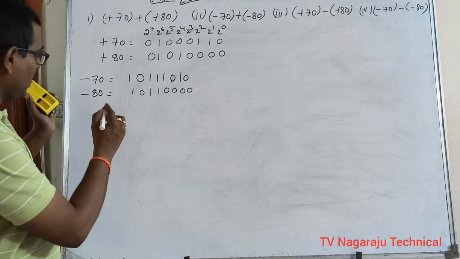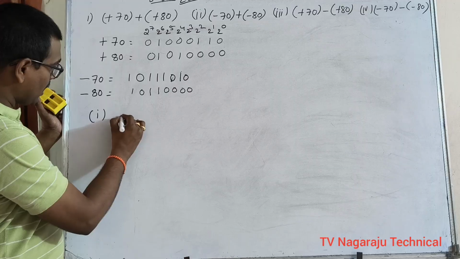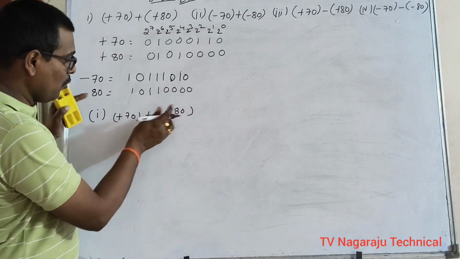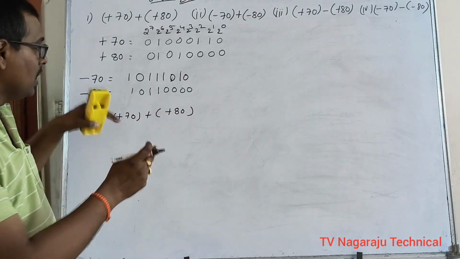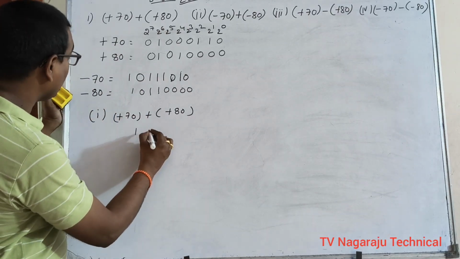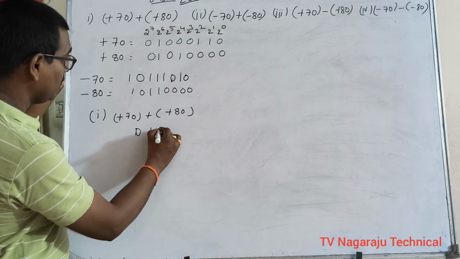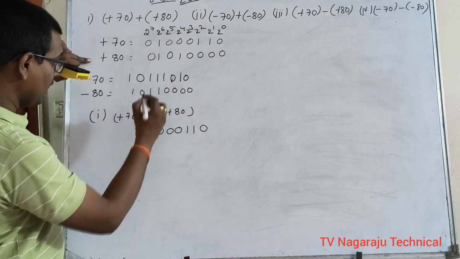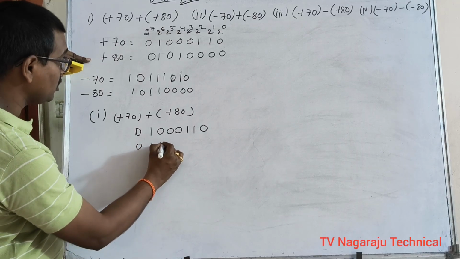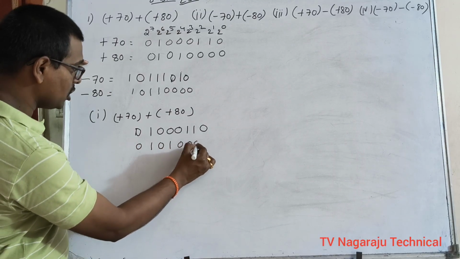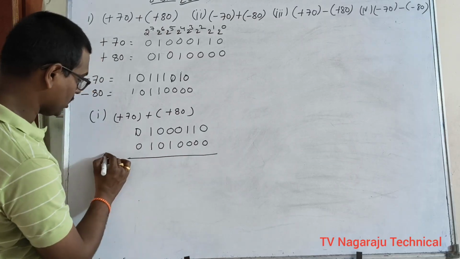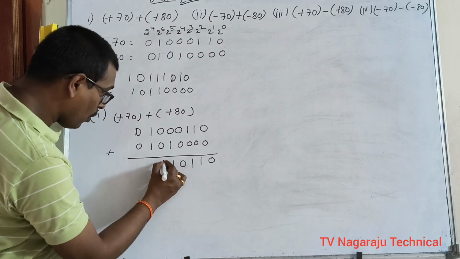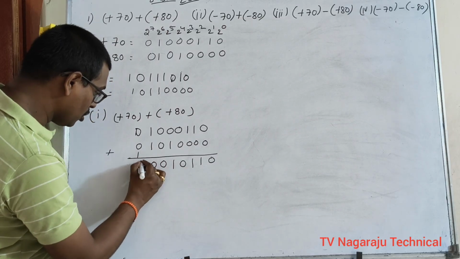Now do each and every operation. My case 1 is plus 70 plus 80. Anyway, we know the answer: the answer is 150. Now check. First, plus 70 is 0, 1, 0, 0, 0, 1, 1, 0. The 80 representation is 0, 1, 0, 1, and 4 zeros. Do the addition operation.